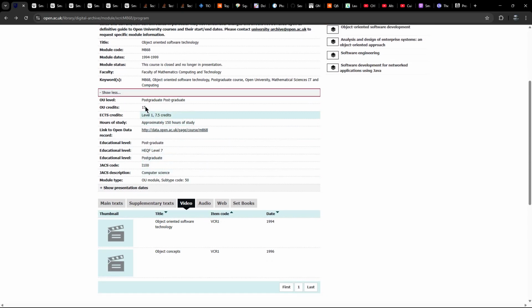It does say 7 point. Oh, there we go. Yeah, 15. So it was a 15. Approximately 150 hours of study. I think that's a vast underestimation for this.